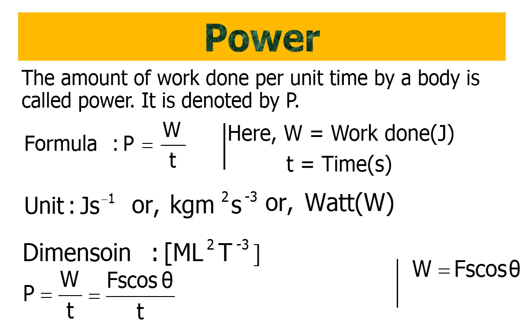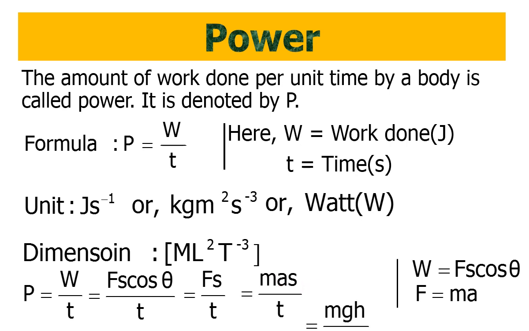In that case, the formula of P will be P equals Fs by t. Again, putting the formula of force F equals ma in the formula, we will get another formula of power, which is mas by t. And again, if the acceleration due to gravity takes place, then the formula of power will be mgh by t. These are the formulas of power which will help you to solve mathematical problems.